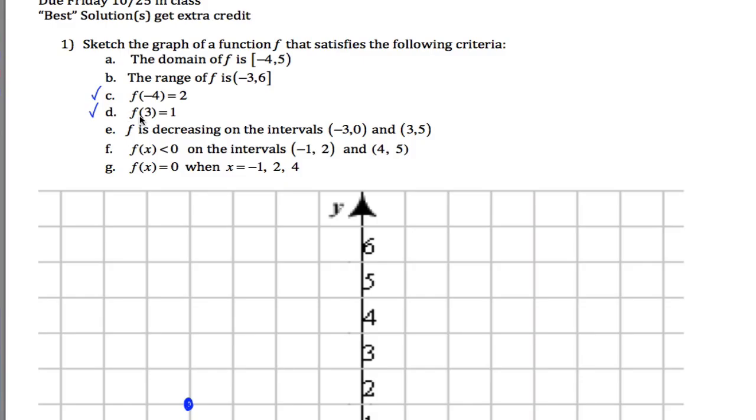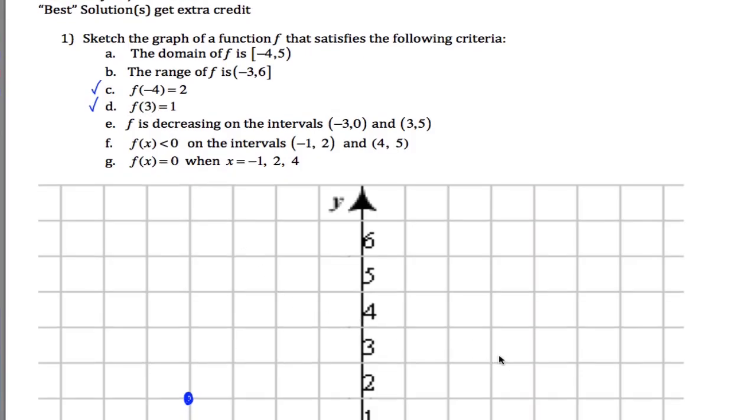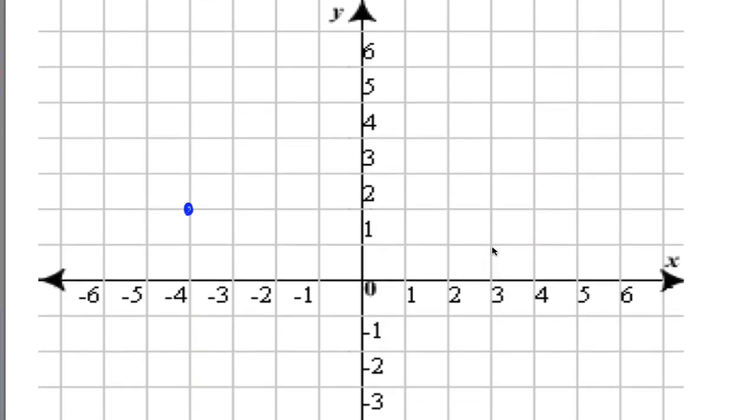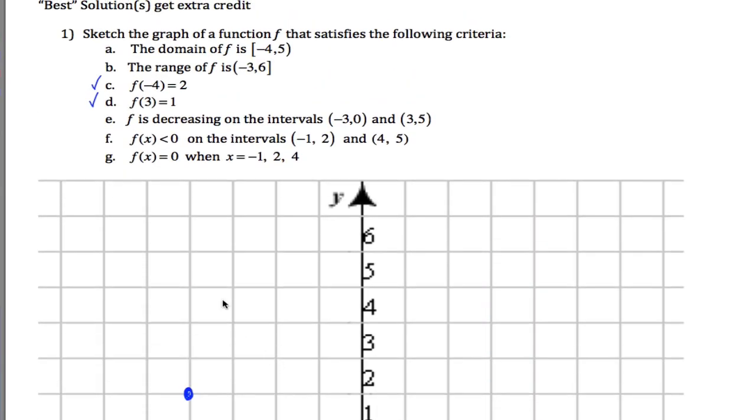Similarly, when x is 3, my y value has to be 1. So 1, 2, 3. My graph must go through this point right here. So no matter how you draw your graph, it has to go through those 2 points, as C and D say. I would hold off on A, B, E, and F, and now tackle G.